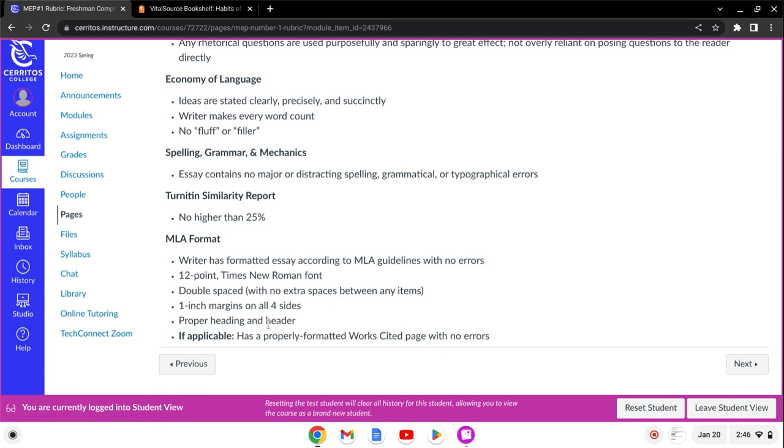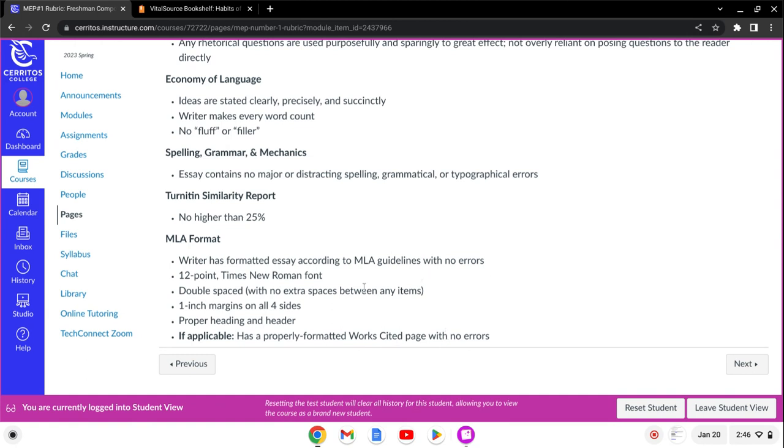If you don't know what those things are, just do a quick Google search and you can figure that out. But just strive for that. That's something we'll be developing. And then if applicable, so those of you who build in outside sources for this essay, as I mentioned earlier, you'll need to create a works cited page for that.